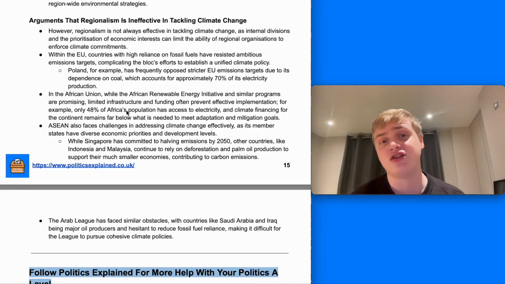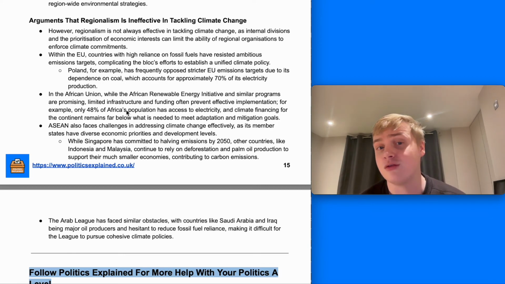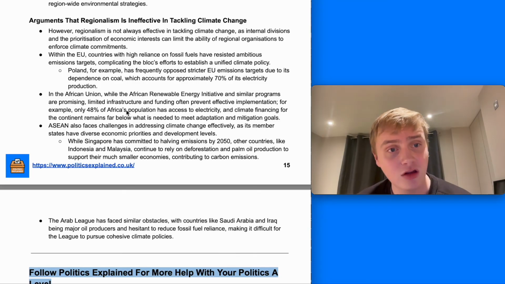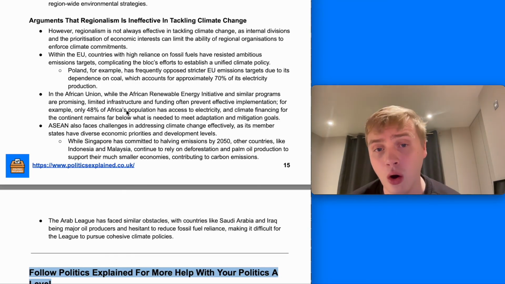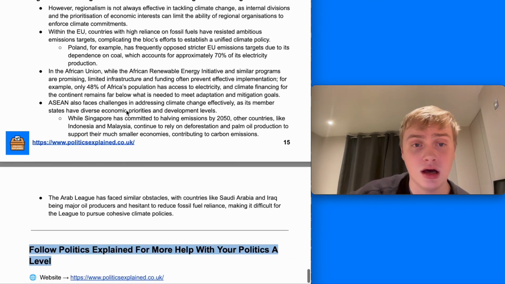However, regionalism is also not always effective in tackling climate change due to internal divisions. Countries with high reliance on fossil fuels within the EU have resisted ambitious emissions targets. Poland, for example, has frequently opposed emissions targets due to its dependence on coal, which accounts for approximately 70% of its electricity production.